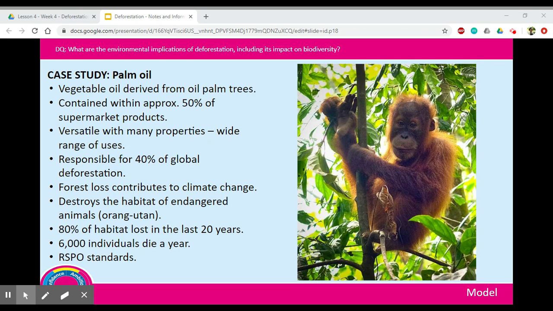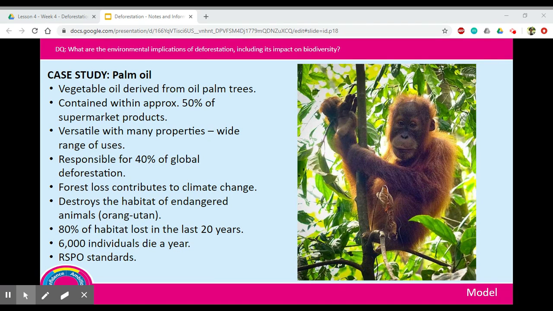Other animals that are affected also include pygmy elephants and Sumatran rhinos, as we've just looked at. 80% of orangutan habitat has been lost in the last 20 years, and about 6,000 individuals die every year due to deforestation, mainly due to palm oil plantations.